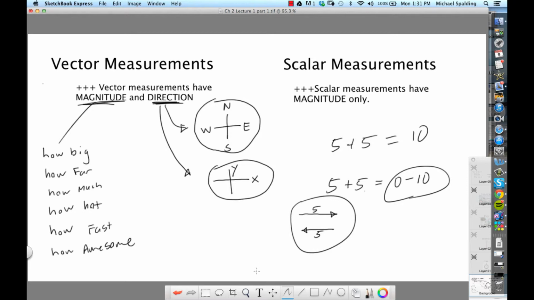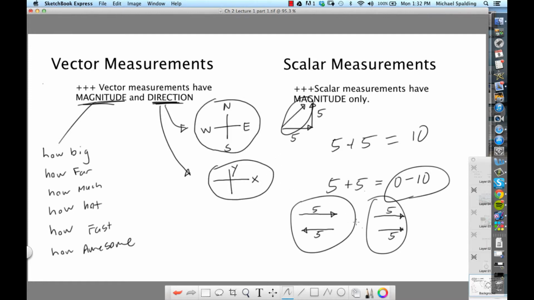So when would 5 plus 5 equal 10? Well, that would be if you had 5 to the right and 5 to the right. Then that would be 10. And then what if you had 5 to the right and then 5 pointing up like that? What would the answer be there? The answer would be the hypotenuse. So direction is really important when it comes to vectors. And like I said, we're going to spend a good 2 or 3 days just doing vector problems, just so you guys get comfortable with it.